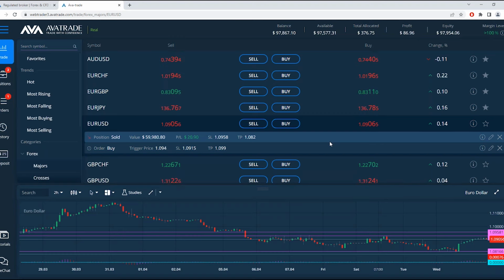Raul, the take profit was lower than the stop loss because it was a sell position. So when you're selling, your take profit is at a lower price and your stop loss is at a higher price.